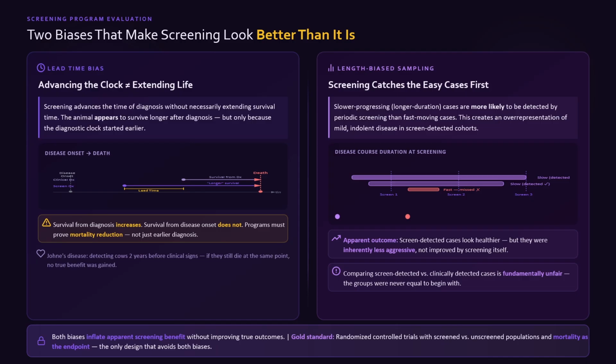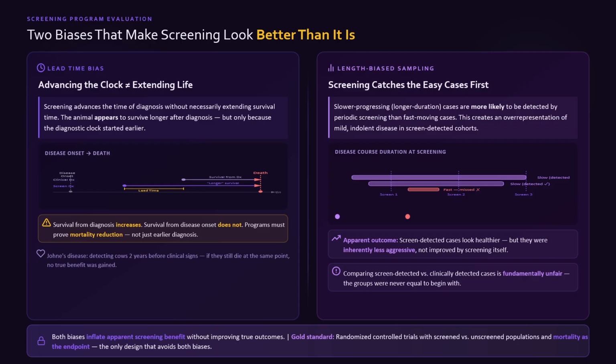Here's an ACVPM exam tip. Lead time bias makes screening look like it improves survival when all it did was move the diagnosis date earlier. Control for it by measuring survival from a fixed biological point like infection or birth, not from diagnosis. Length bias means the screen overrepresents slow progressing disease. If a question shows better post-diagnosis survival with no real drop in mortality, the answer is lead time bias.